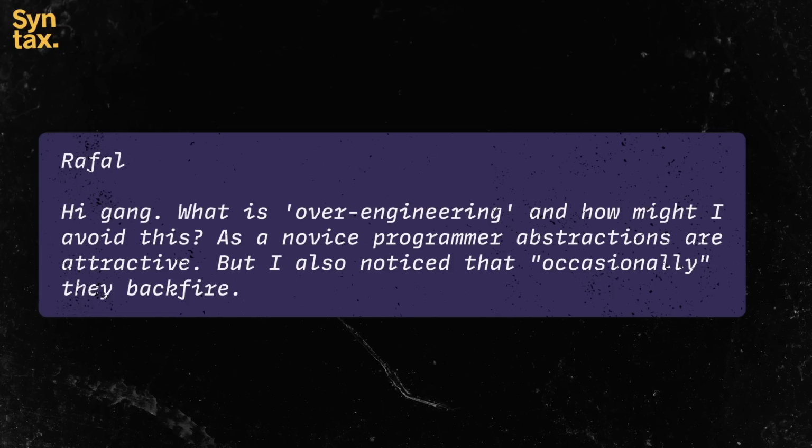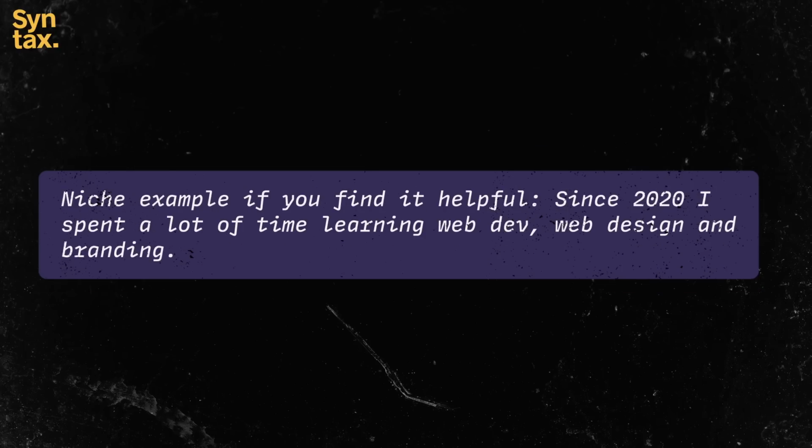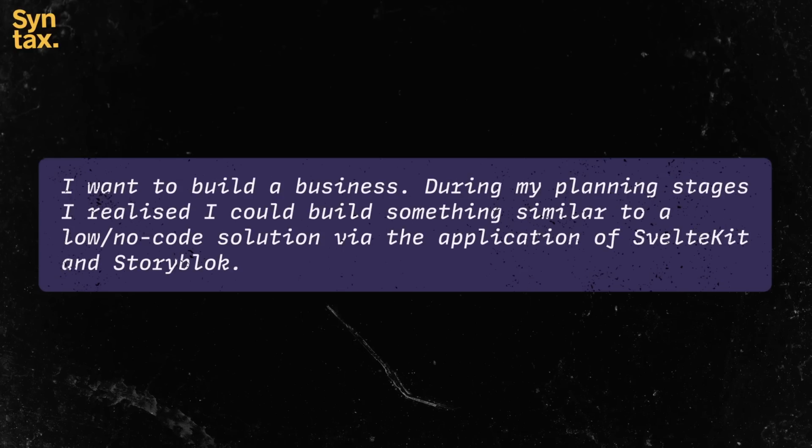Hey, gang. What is over-engineering, and how might I avoid it? As a novice programmer, abstractions are attractive, but I notice that occasionally they backfire. Besides experience, how might I start learning how to avoid over-engineering my solutions? I work mostly in SvelteKit, but recently been looking at Astro, and it made me wonder. Niche example, if you find it helpful: since 2020, I spent a long time learning web dev, web design, and branding. I want to build a business. During my planning stages, I realized I could build something similar to a low or no code solution via the application of SvelteKit and Storyblok.